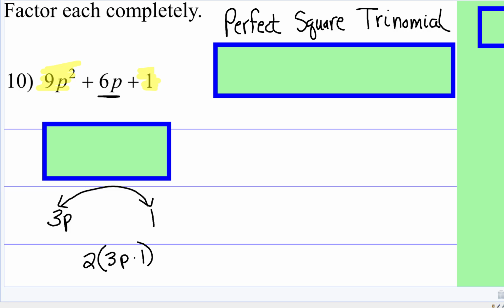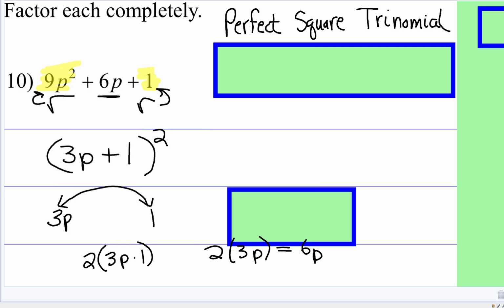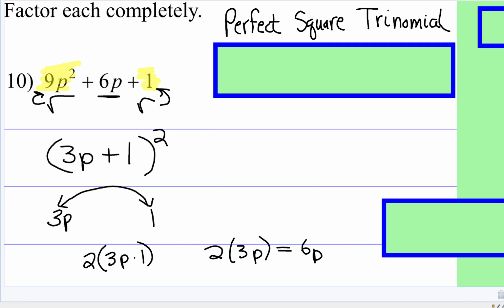Well, 3p times 1 is 3p. 2 times 3p is 6p. So this is a perfect square trinomial. So all you're going to do is take the square root of the first term, take the square root of the third term, and put it immediately in one set of parentheses, and then square it.